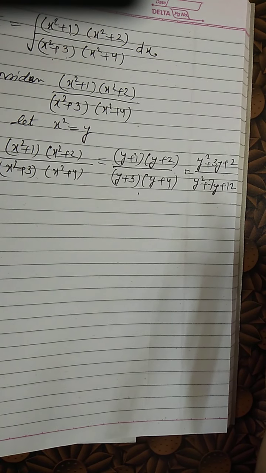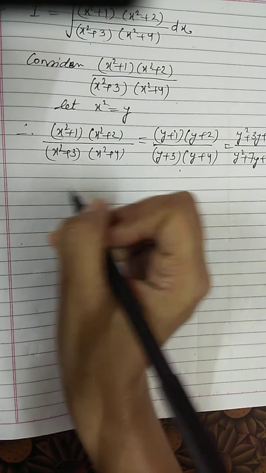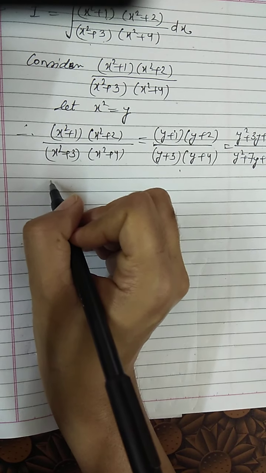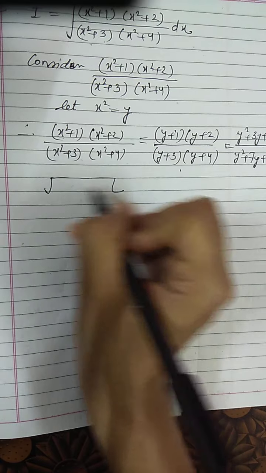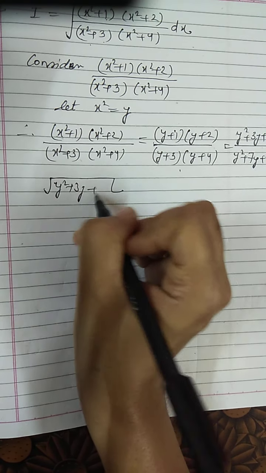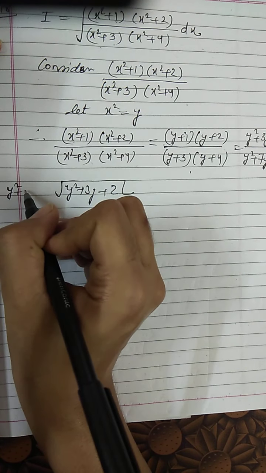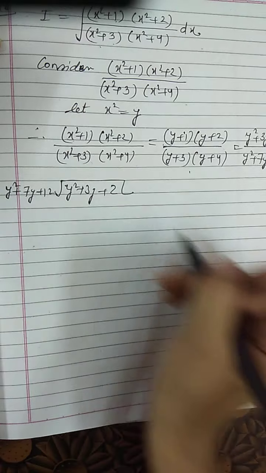Definitely it is not a proper rational function, it is improper, so we have to simplify it first of all. So what we are going to do, I am going to show you the division. It is y square plus 3y plus 2, we are dividing it with y square plus 7y plus 12.